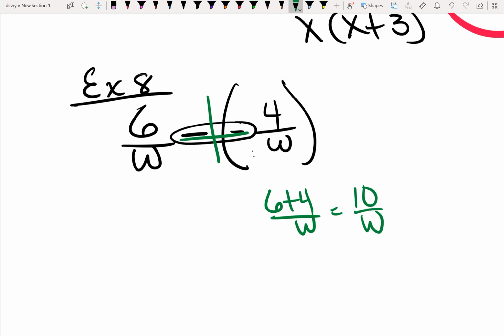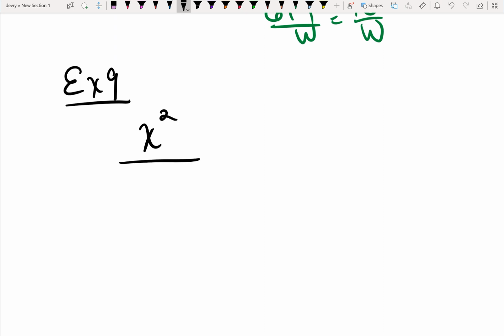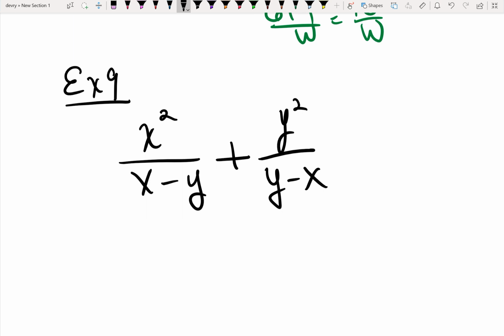Okay, now the last example in this section, which technically I don't think we even got to in class because we did so many examples throughout. So we have x squared over x minus y plus y squared over y minus x. So I'm already thinking there's a negative to be extracted here.